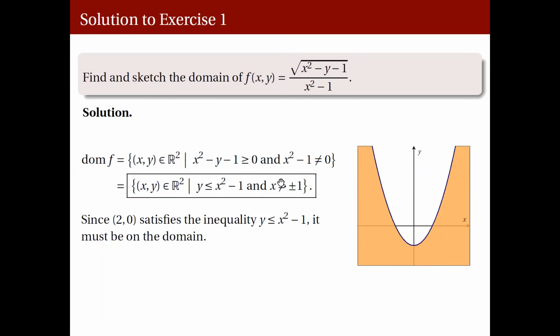Now, for the other restriction, we should have x not equal to plus or minus 1. So we will remove all points whose x-coordinate is 1 or negative 1, resulting in these two dashed lines here. And that is going to be the domain of f visualized. So this orange region here with these two dashed lines. Okay? So that is exercise 1.